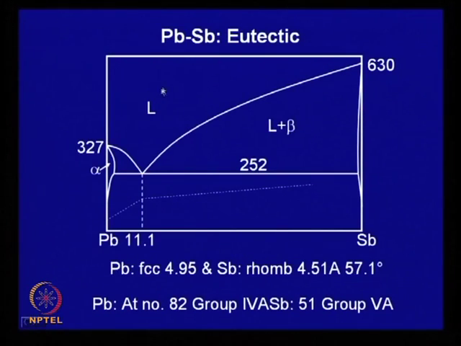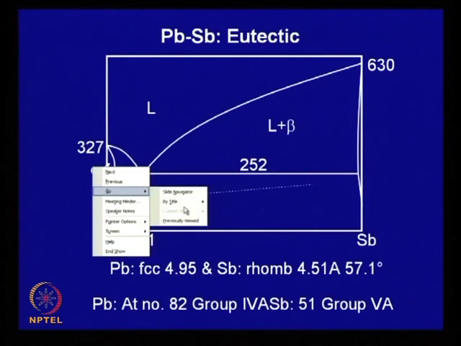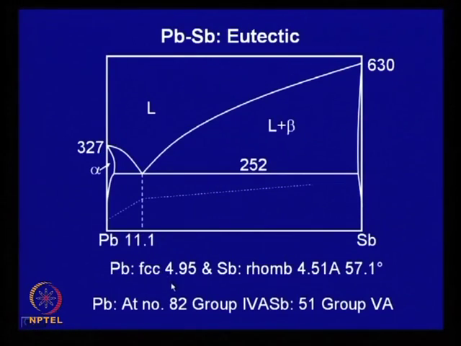This is another example, a lead antimony eutectic. This also has limited solubility. Lead is face centered cubic, antimony is rhombohedral, and the lead atomic number is 82, antimony is 51, and they belong to different groups of the periodic table. And here also the properties will vary something like this.